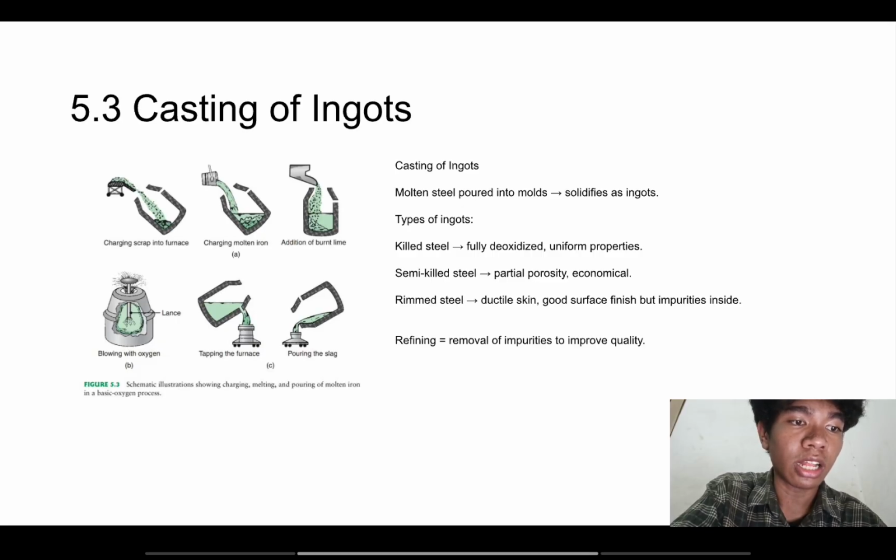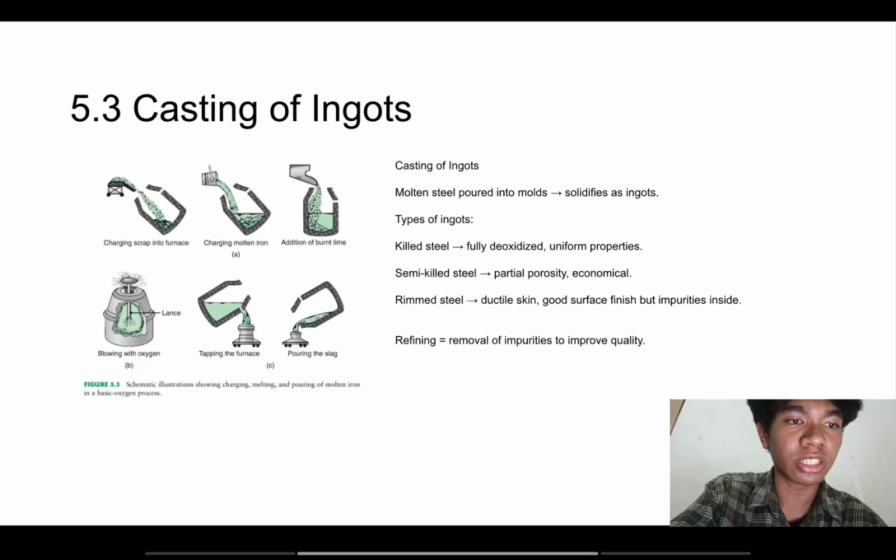Elements such as aluminum, silicon, manganese, or vanadium are added to react with dissolved oxygen. Then semi-killed steel is partially deoxidized steel, and it contains some porosity, but it has little or no pipe. As a result, scrap is reduced, although piping is still present in semi-killed steel, and this advantage is offset by the presence of porosity in that region. So the third is rimmed steel.